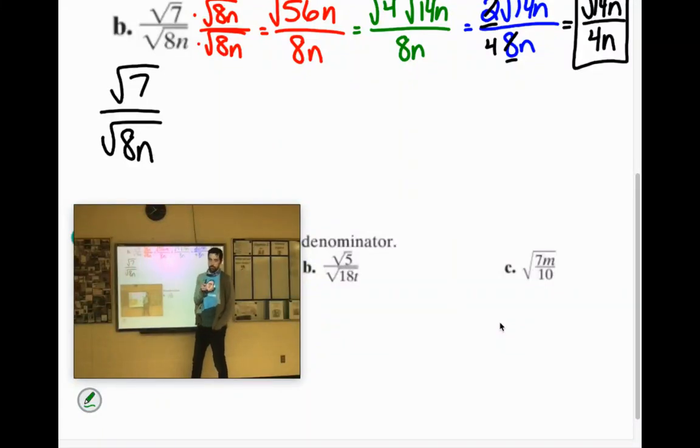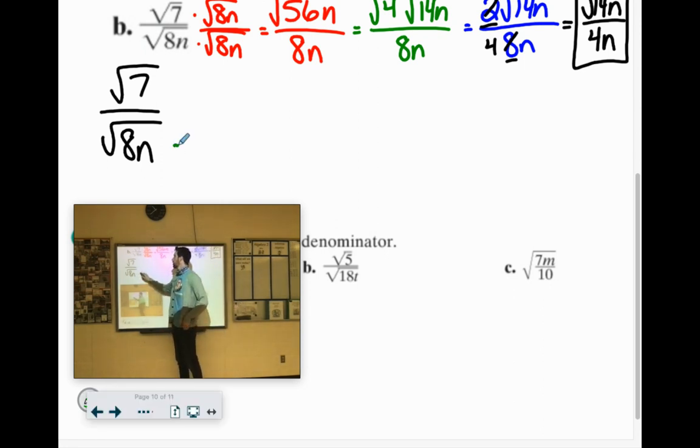Same problem, different way you can do it. We need to be able to just square root the denominator, no radicals. So 8 also goes into 16, right? And 16 is something we can square root. So all we would have to do to turn it into 16 is multiply by 2. If we do that in the numerator, we have to do it in the denominator.